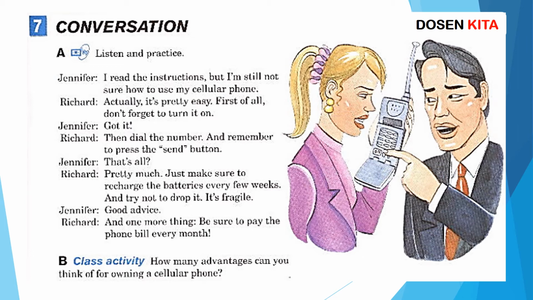I read the instructions, but I'm still not sure how to use my cellular phone. Actually, it's pretty easy. First of all, don't forget to turn it on. Got it. Then dial the number, and remember to press the send button. That's all? Pretty much. Just make sure to recharge the batteries every few weeks, and try not to drop it. It's fragile. Good advice. And one more thing, be sure to pay the phone bill every month.